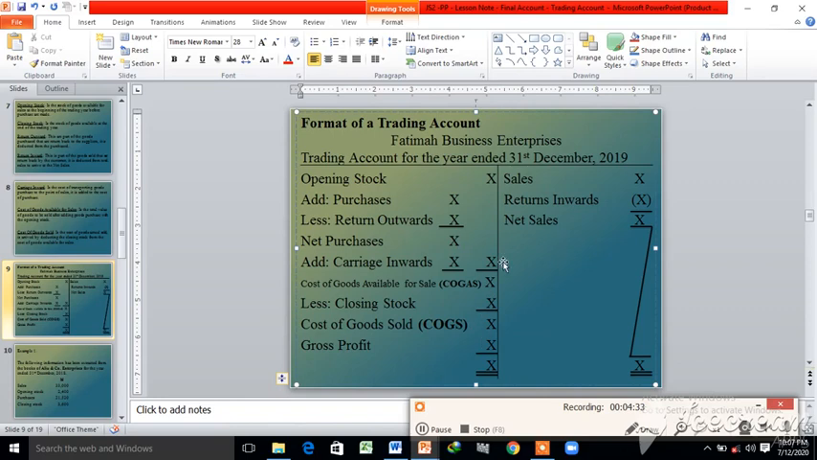So if this is greater than that, we have gross profit on the debit side. So the addition of the two will give us this, and it must tally with this as well. That is the format for the trading account.